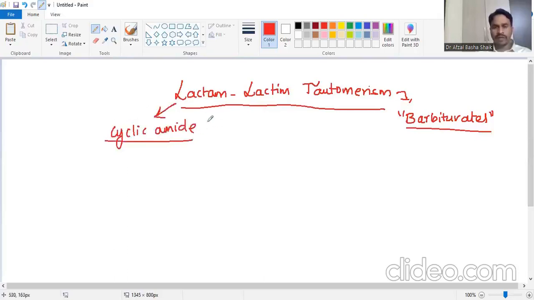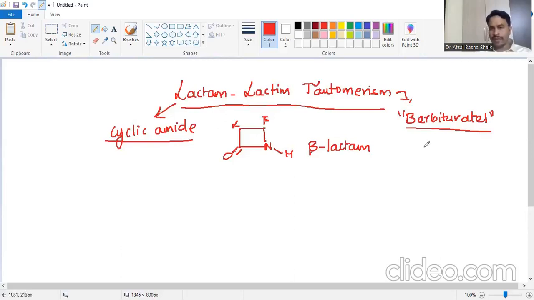Whenever your amide bond is in the form of a cyclic ring, then it is called a lactam. For example, this molecule is called a beta lactam, right? This is the alpha carbon atom adjacent to this, and this is the beta carbon atom. This is called a beta lactam. You see here, what we call the amide bond, C double bond O and NH bond, is in the form of a ring. That is why it is called a beta lactam.